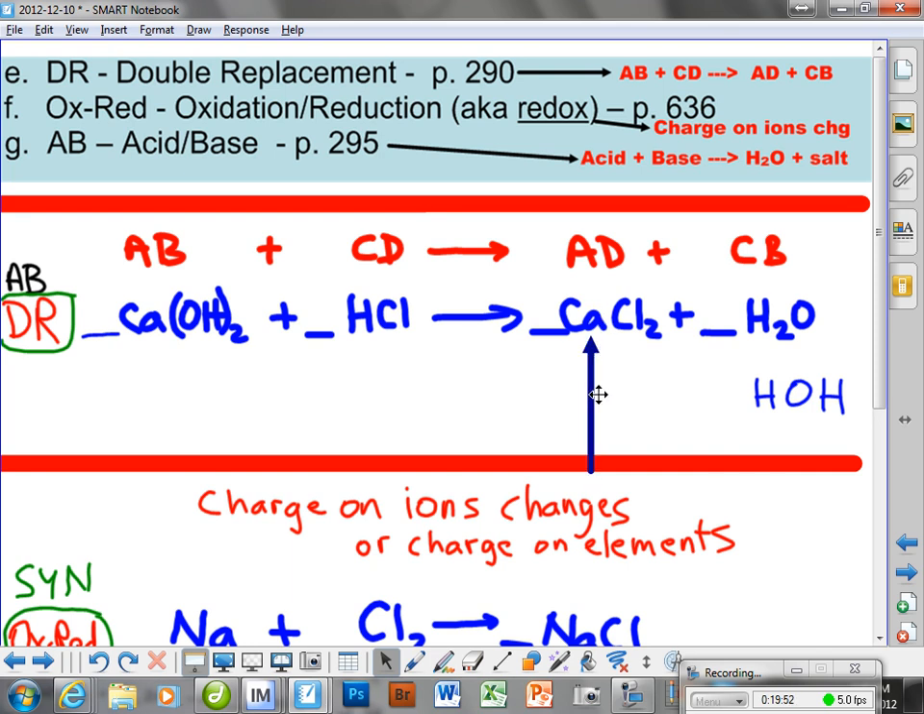A salt, remember the definition that you had before? A salt is a metal and a nonmetal. What do you mean? Calcium is a metal. Chloride is a nonmetal. Oh. And they are together here as an ionic compound.